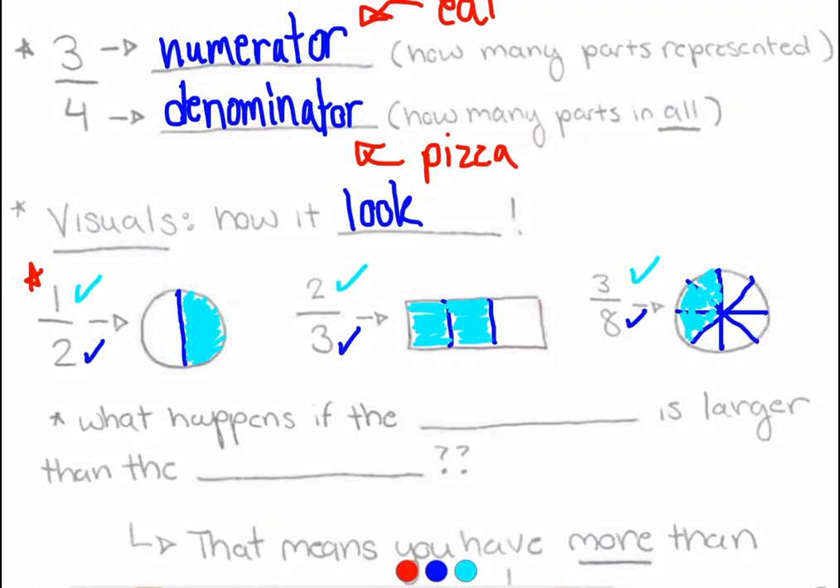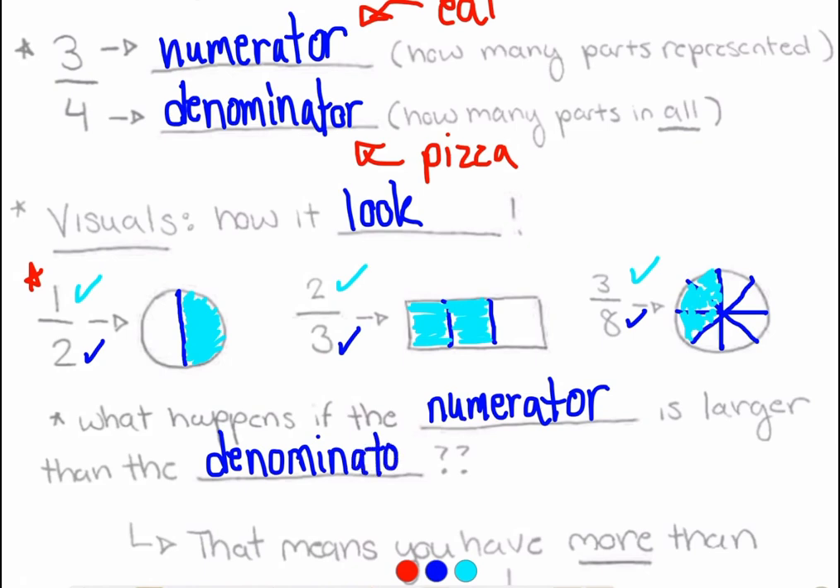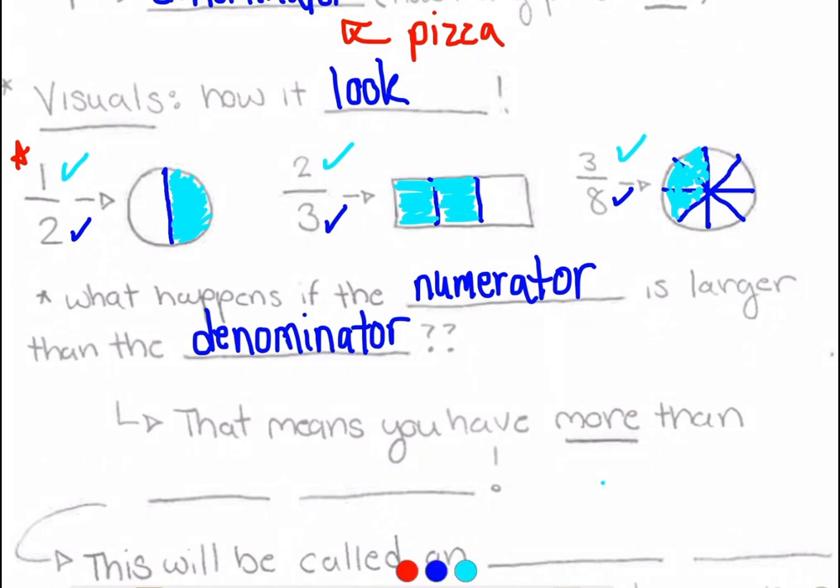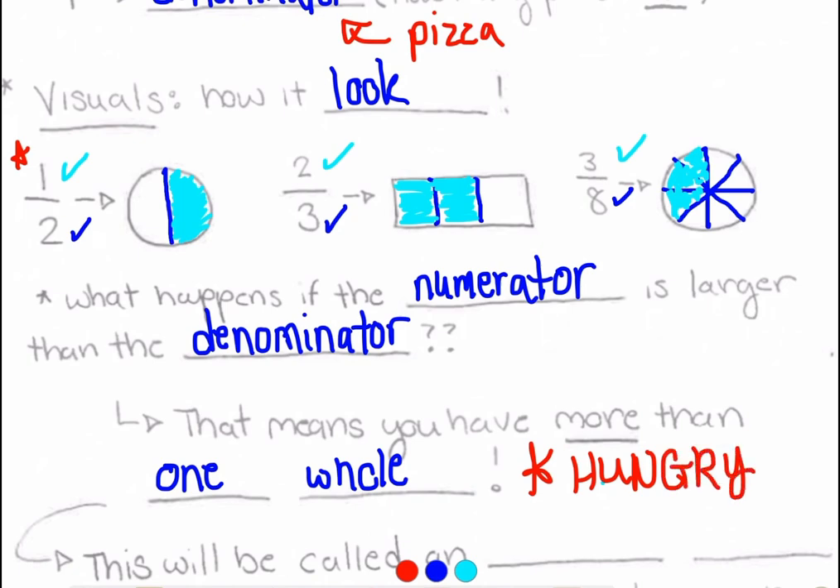Now what happens, imagine this probably happens to you. Well, let me go over what it means. What happens if the numerator, or your top number, is larger than the denominator? That can happen. And what that's telling you is that if your numerator is bigger than your denominator, that means you're going to have more than one whole. That means you're going to have to order another pizza. That usually means like you're really hungry. So imagine you're ordering a pizza, it's broken up into 8s, and you want to eat more than 8 slices, you're going to have to order another pizza.